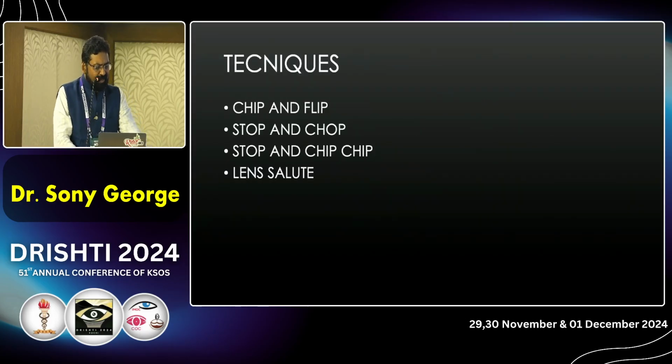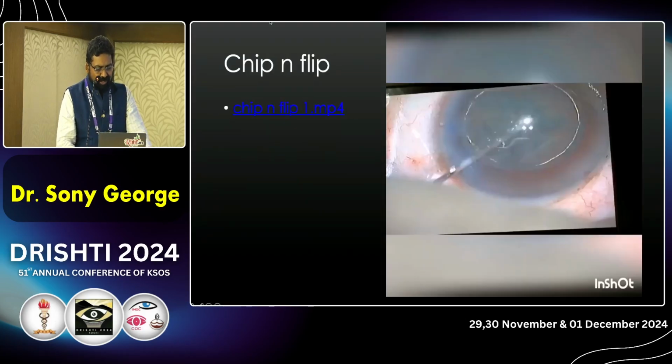So a few of the techniques: one is the chip and flip, and the stop and chop, and the stop and chip and chip. Most of the time if you are not able to chop, then you keep chipping, and the lens salute. So these are a few of the techniques.